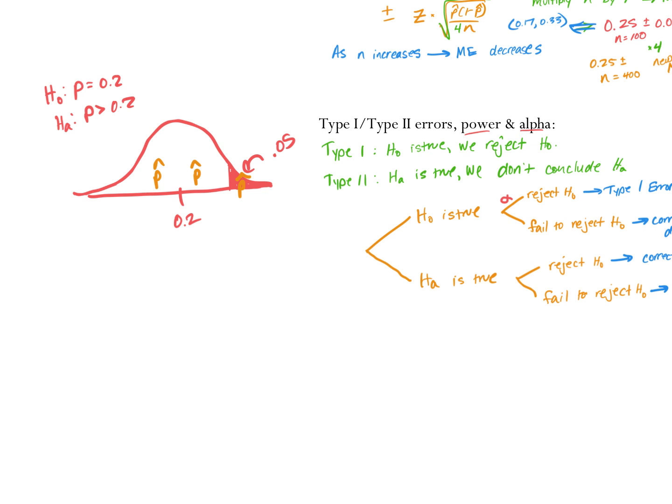Okay? And in this picture, because remember, this is where the null is true, rejecting the null is making a type 1 error. So the probability I make a type 1 error is whatever this area is, which is my alpha in the first place. So alpha is your probability of making a type 1 error.